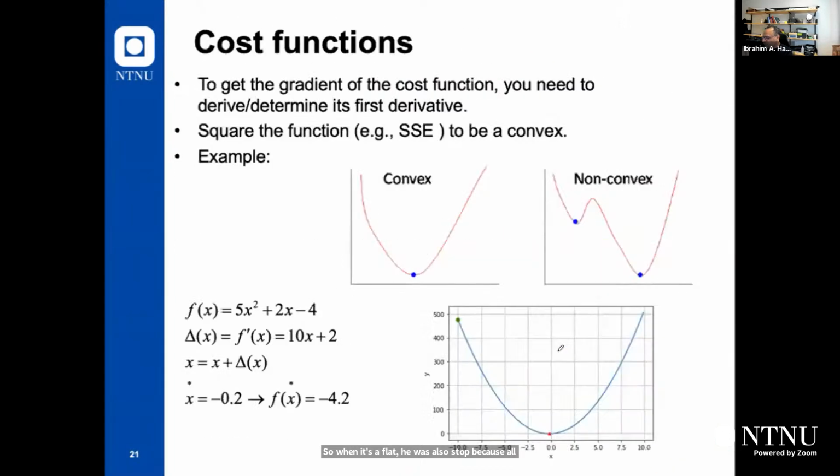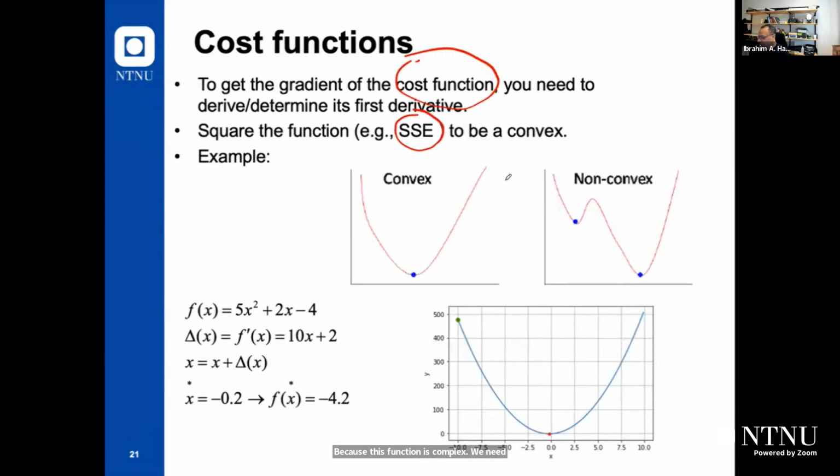So what about the cost function? If you need to use this approach, you need to get the gradient of the cost function. First, we need to define a cost function, and this function should be differentiable, which means I need to find the first derivative of this cost function. So usually we use the sum of squared errors, because this function is convex. We need to have a convex function.